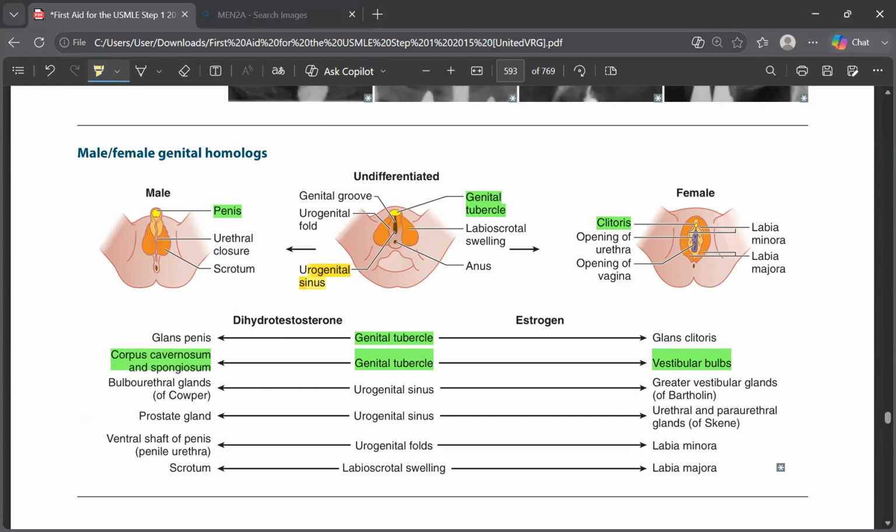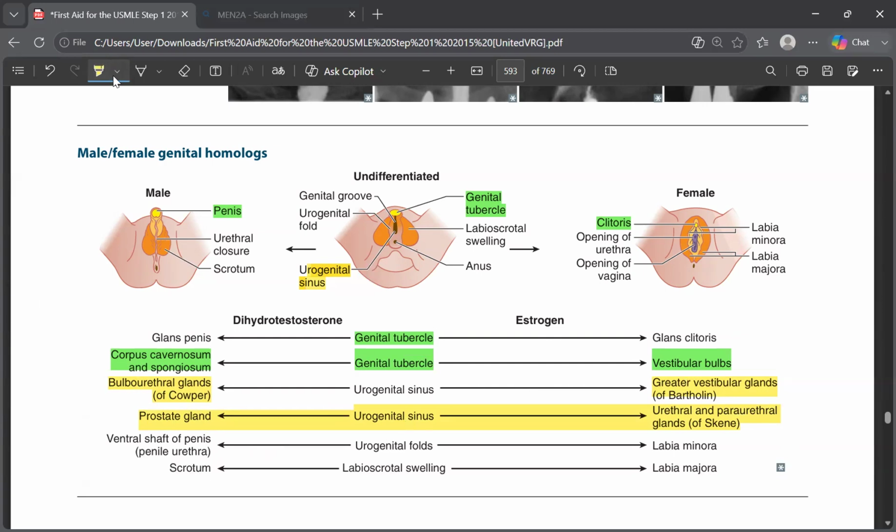So the urogenital sinus develops into the greater vestibular glands of Bartholin in the female under the effect of estrogen, and into the bulbourethral glands of Cowper in the male. It also develops into the prostate gland in the male and the urethral and paraurethral glands of Skene in the female. So the urogenital sinus is basically involved in the development of glands.